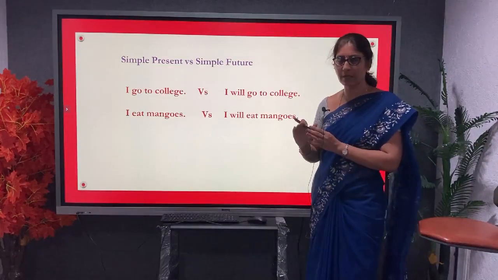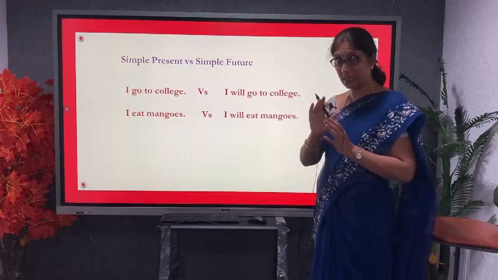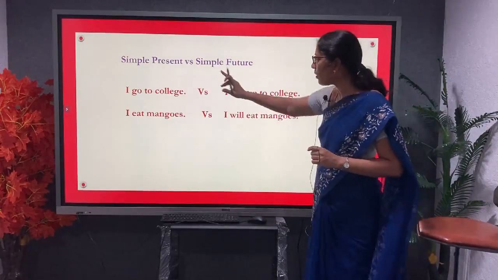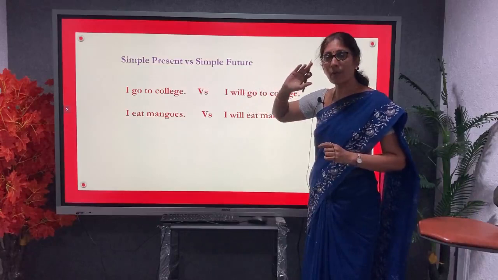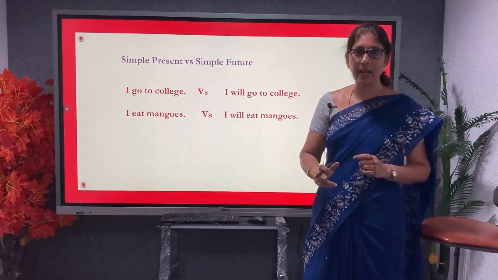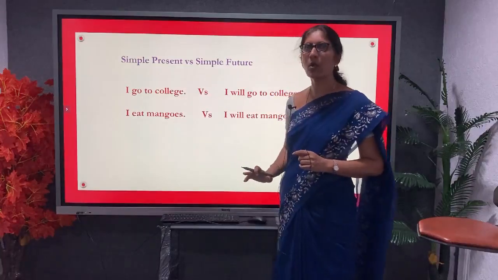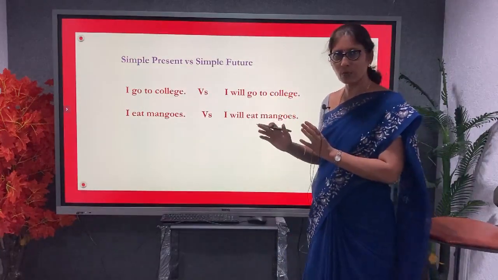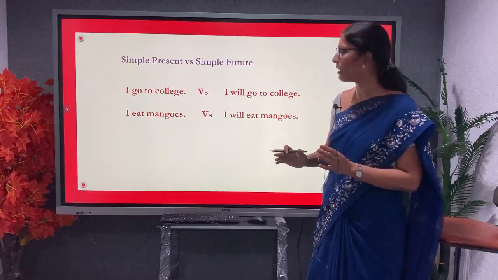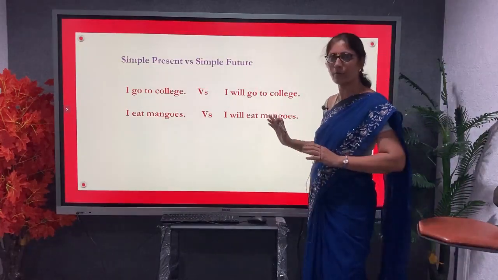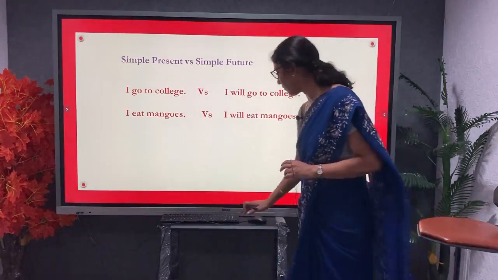That is the indication. So when you are using simple present tense, or when you want to indicate your regular actions, then you need to go with the simple present tense. Or if any action you want to do is not regular, then you can simply choose simple future tense. Okay, that's the difference.